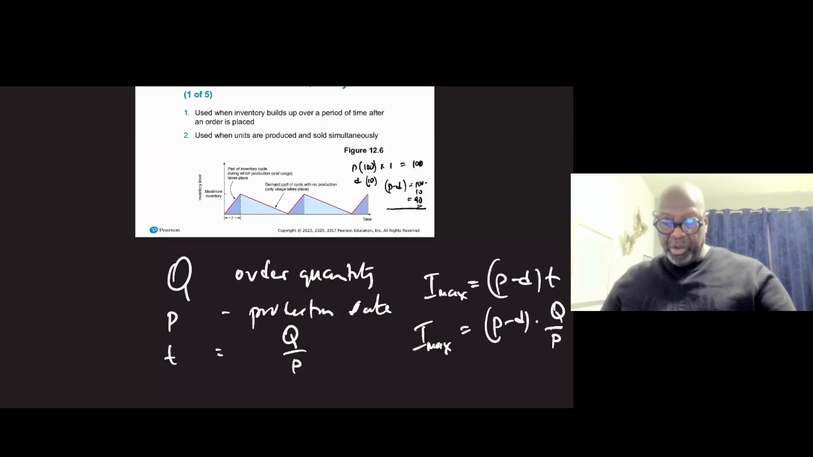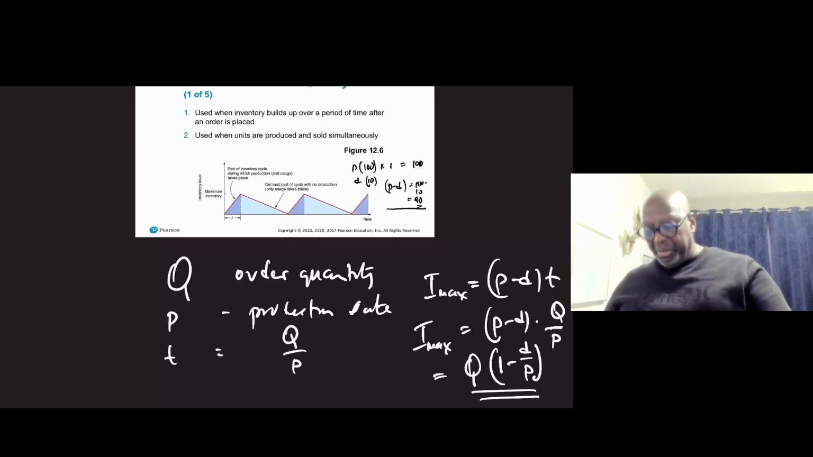Make sense? If I bring the P underneath the P minus D, I could rewrite this as Q times (P minus D) over P, which is the same as Q times 1 minus D over P. So that would be my maximum inventory. Now notice that this will be less than Q.